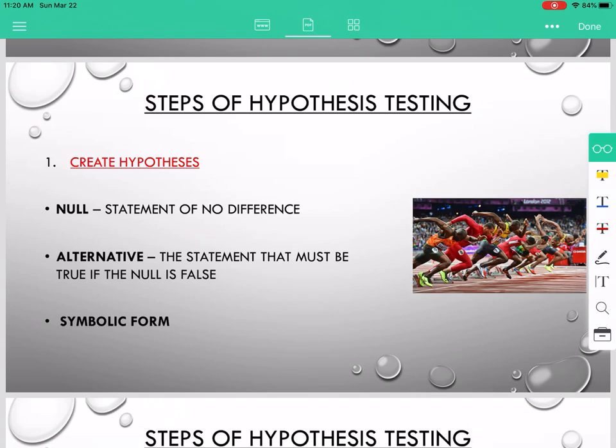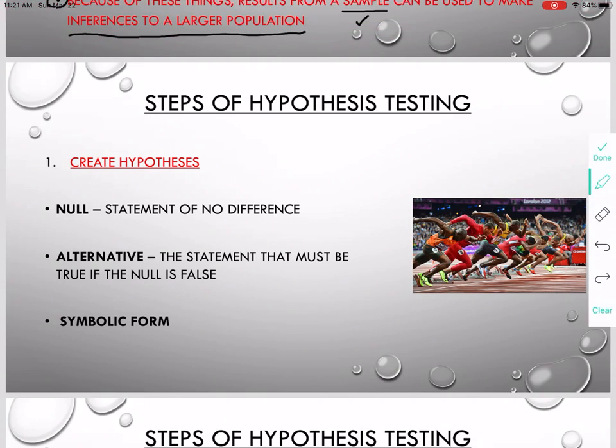The first step of hypothesis testing is to create hypotheses. You can see that hypotheses is plural because we're going to make more than one. We're going to need to make a null hypothesis, which is a statement of no difference, and we're going to need to make an alternative hypothesis, which is a statement that must be true if the null is false. And then we're usually going to write it in symbolic form. But let's just give some examples.